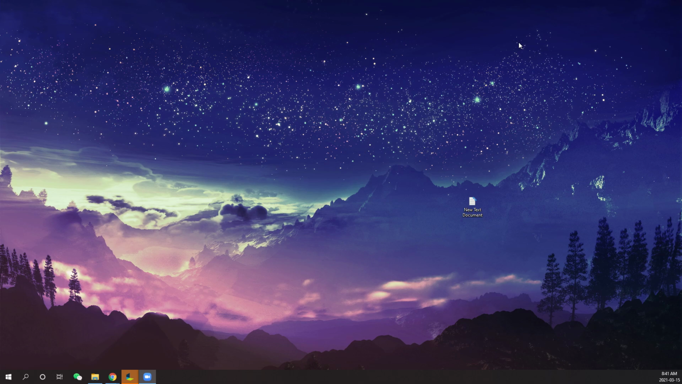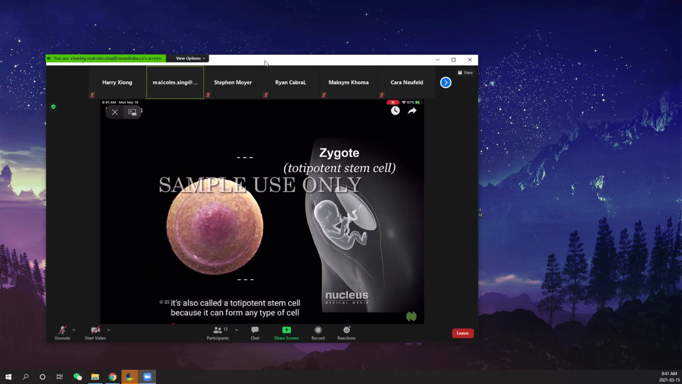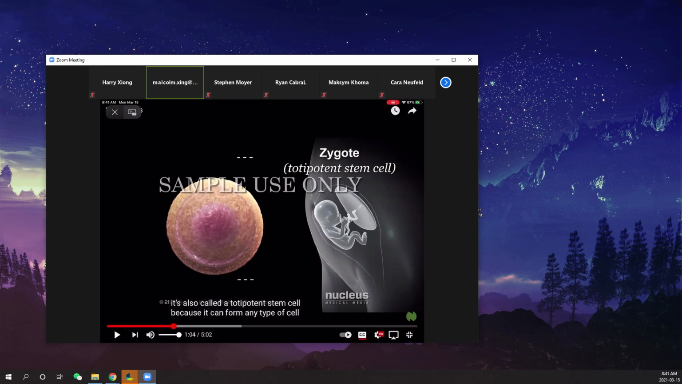So, as I said, totipotent stem cell, the toti means it can form almost every type of cell. And mesenchymal stem cell is a multipotent stem cell, so it's only multipotent. But for embryonic stem cell, that's different.